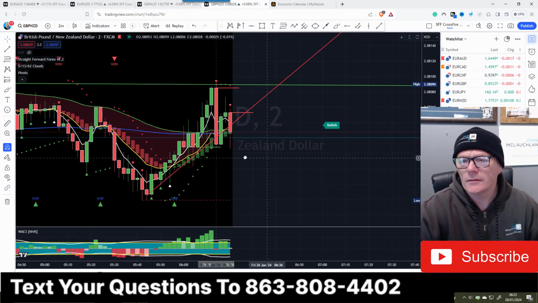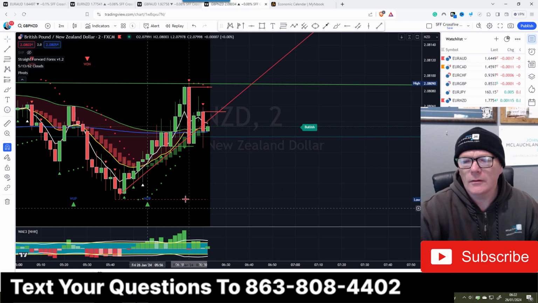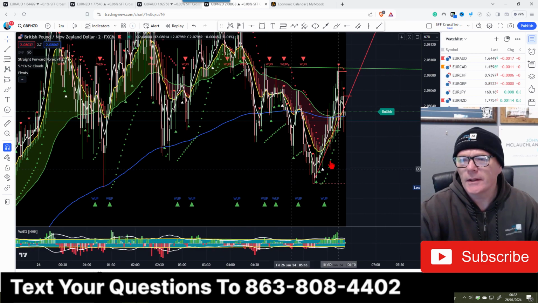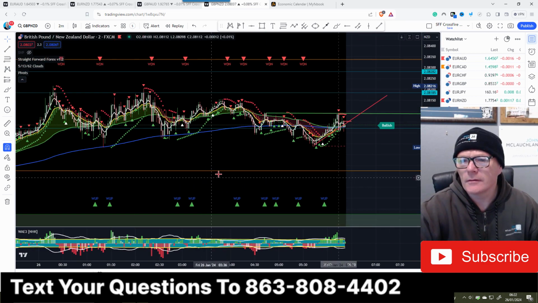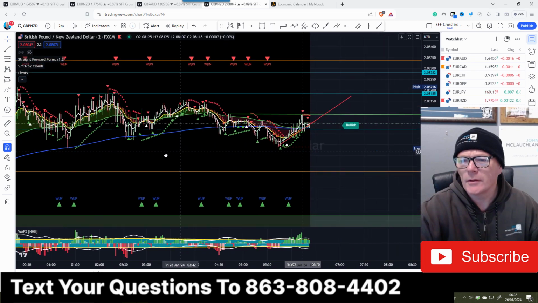and this is kind of in the middle of nowhere. This is still in resistance for the red trend line. We're currently on the wave. Everything's still in the wave up yet. We can see the overall trend. Sideways, really.